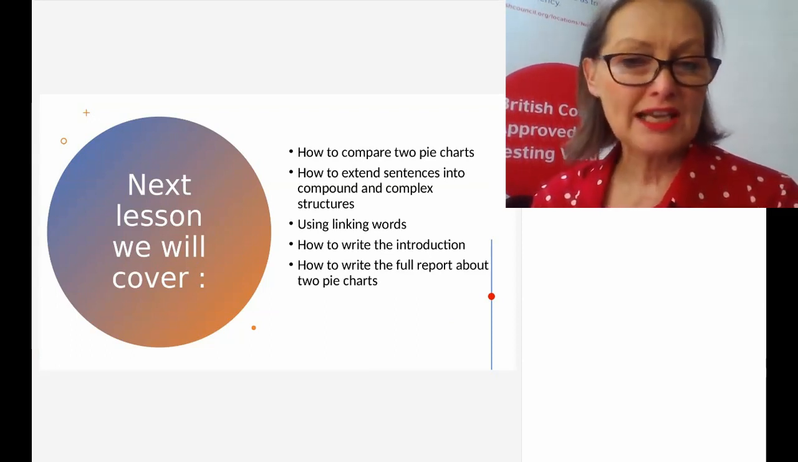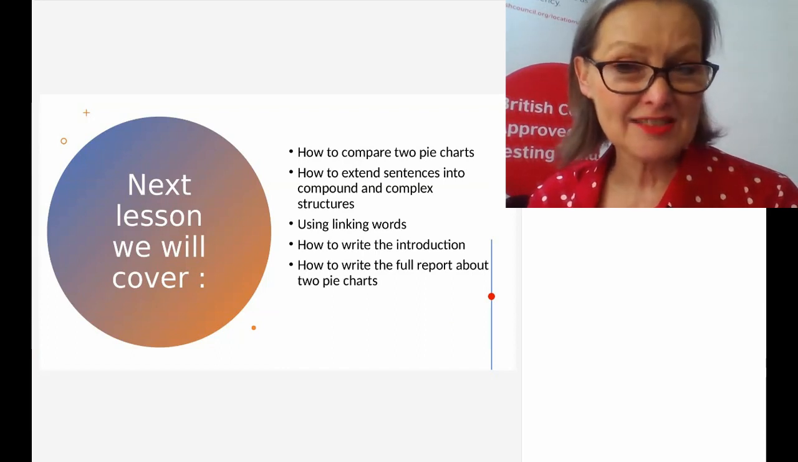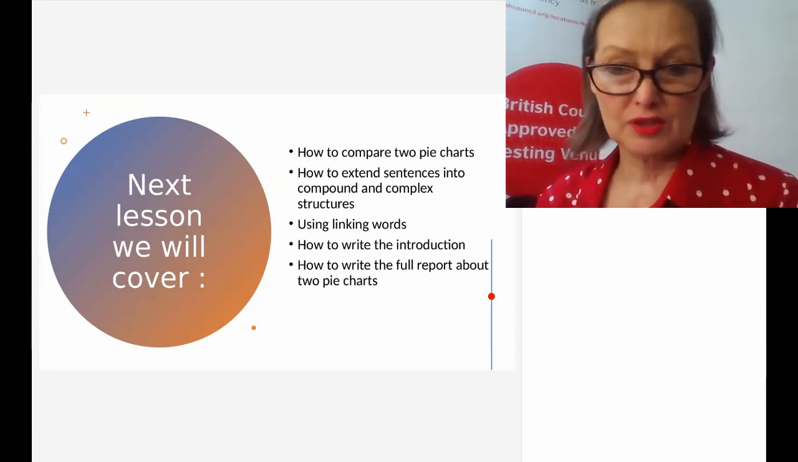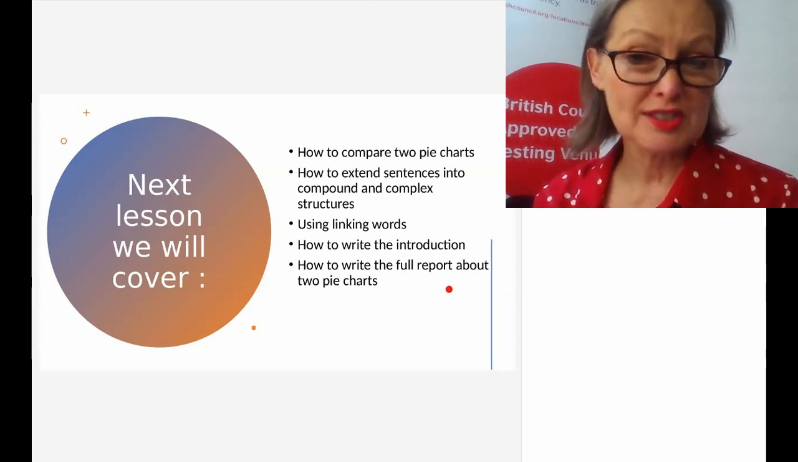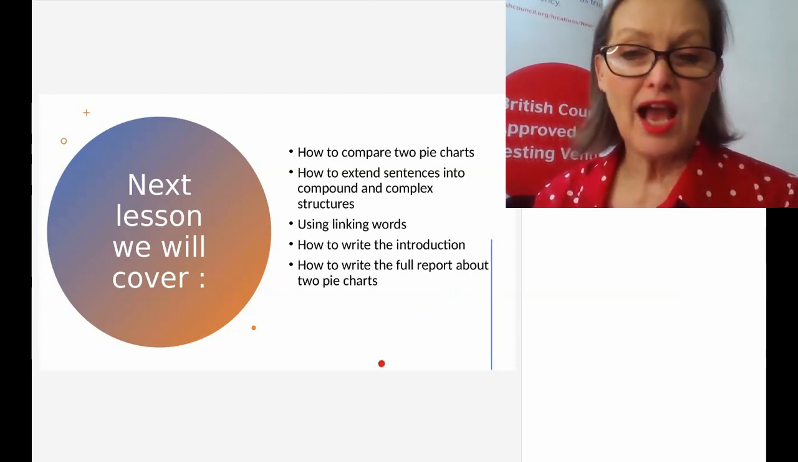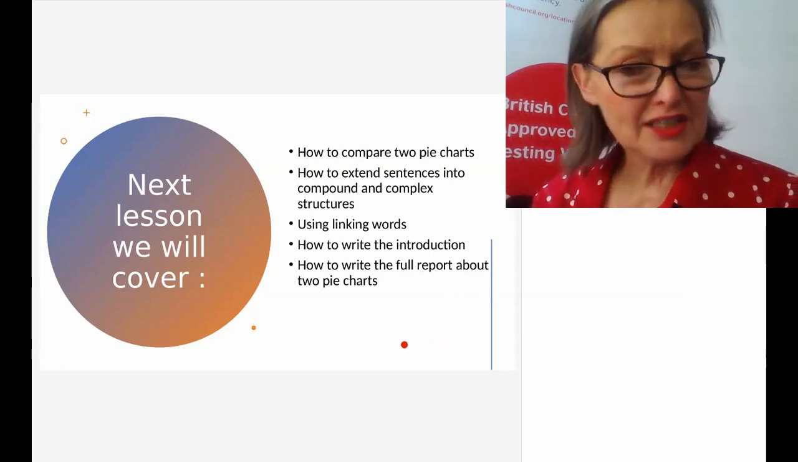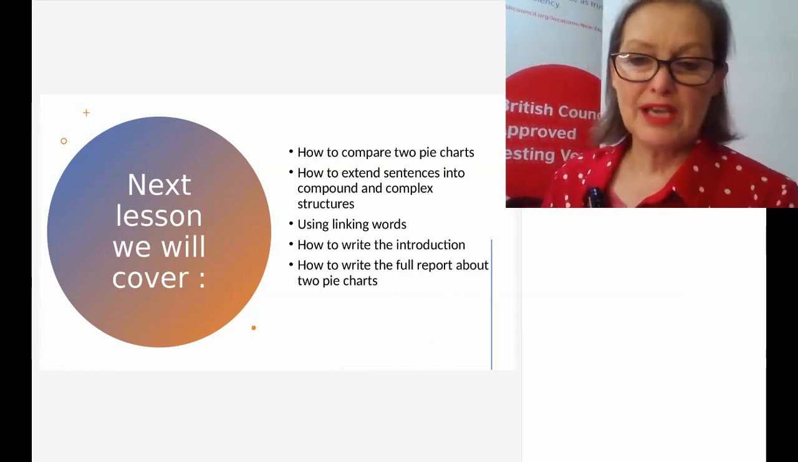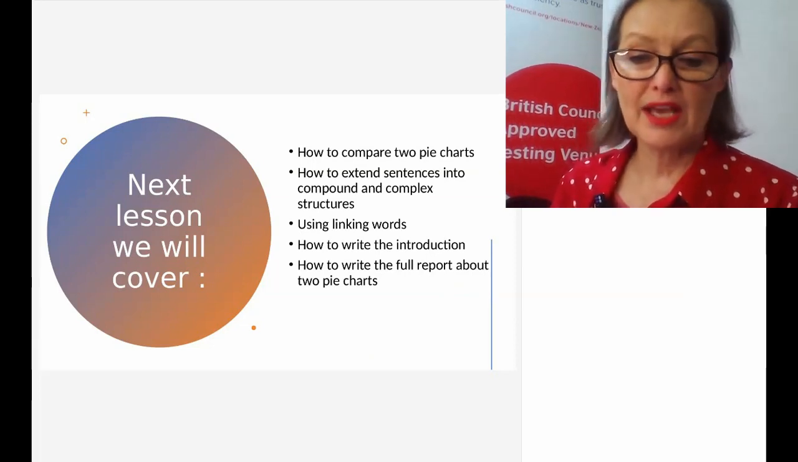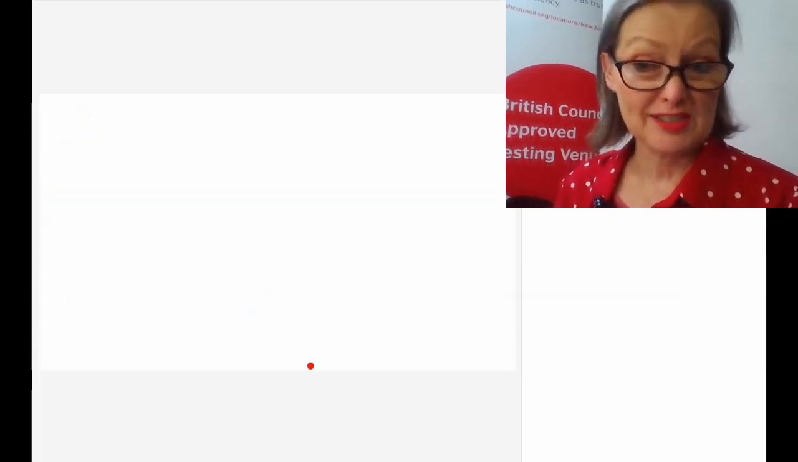But it's very unlikely you'll get something as simple as this. Not sure that you'd really find enough to write about to get it up to 150 words. Okay. Unless they divided the pie chart into a lot of different categories, and then you would be able to do a lot more comparing, and there would be a lot more language for you to extend, a lot more information for you to actually write about.